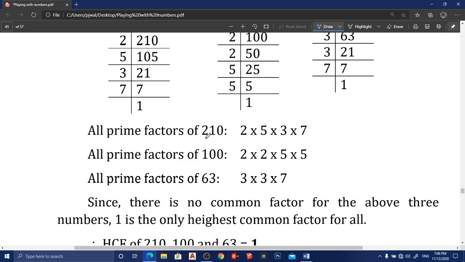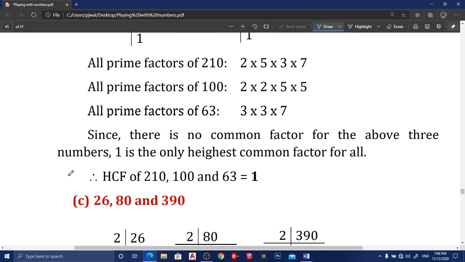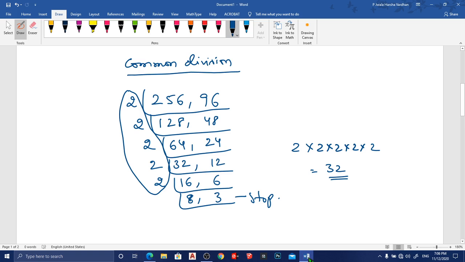You can divide all the 3 numbers with only 1. That's why, if there is no common factor, you have to take the HCF as 1 only. That you have to remember. Therefore, the HCF of 210, 100 and 63 is only 1, since there is no common factor for all the 3 numbers. If you want to divide them like this, you cannot, because there is no common factor; you can divide those 3 numbers only with 1.